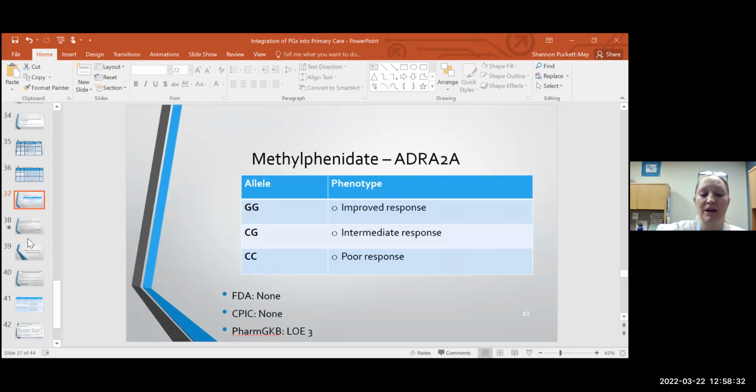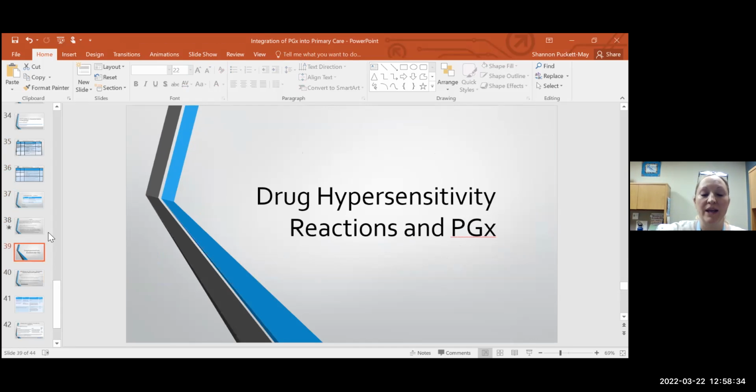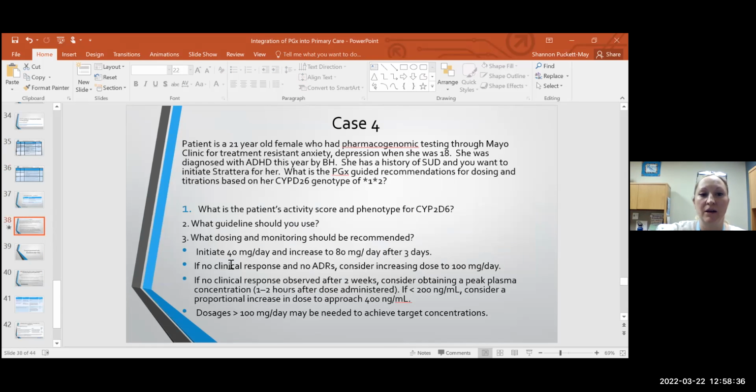And if she's not responding, we can consider obtaining a peak level, which you would get usually 1 hour after the dose. And then if you do increase it above 100 milligrams a day, you would want to monitor for efficacy. And at that point, you'd probably want to switch therapies.